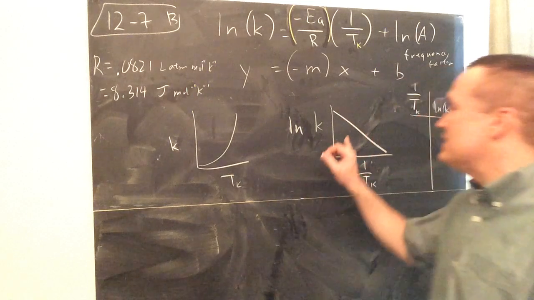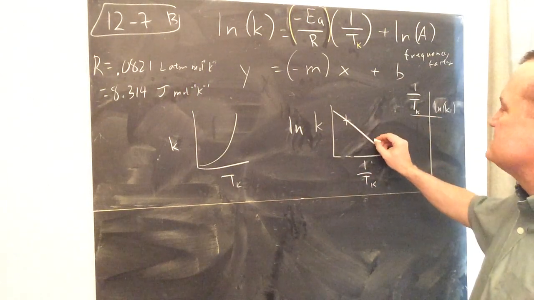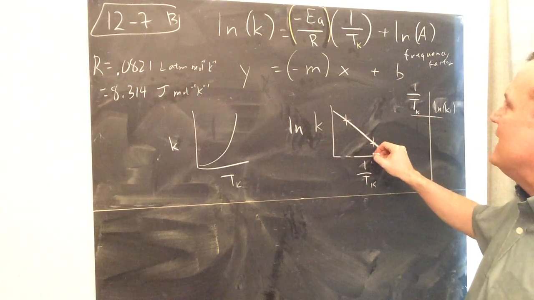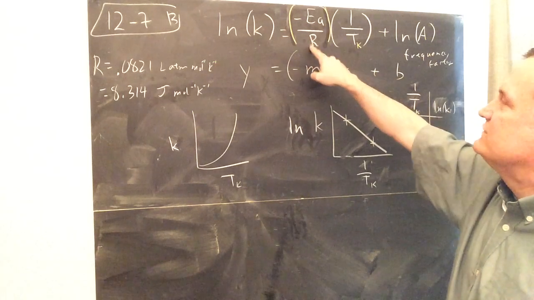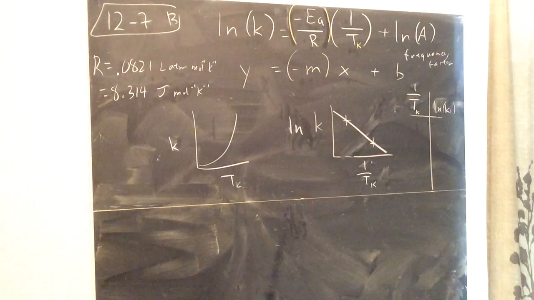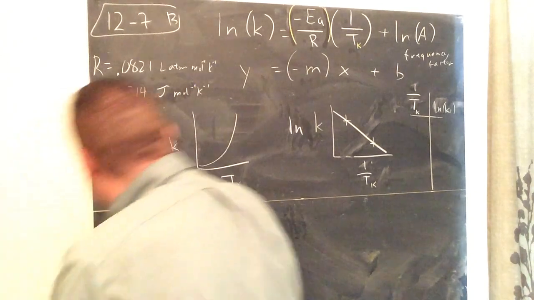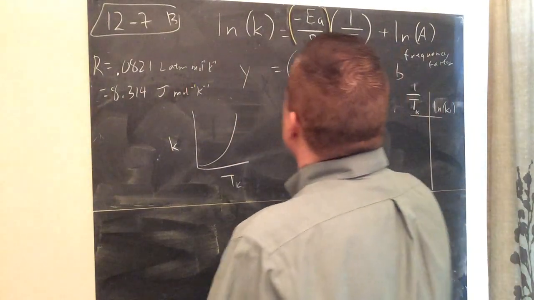The slope of this line, if I take any 2 points on the line, will equal the negative activation energy divided by R. This is all you need to know. It's a calculation. I'm going to do one calculation problem for you and let you do one.